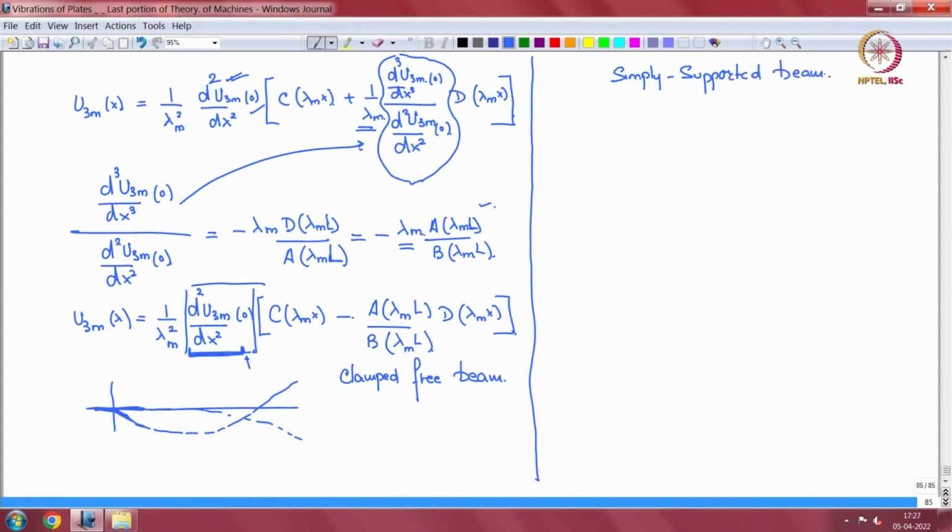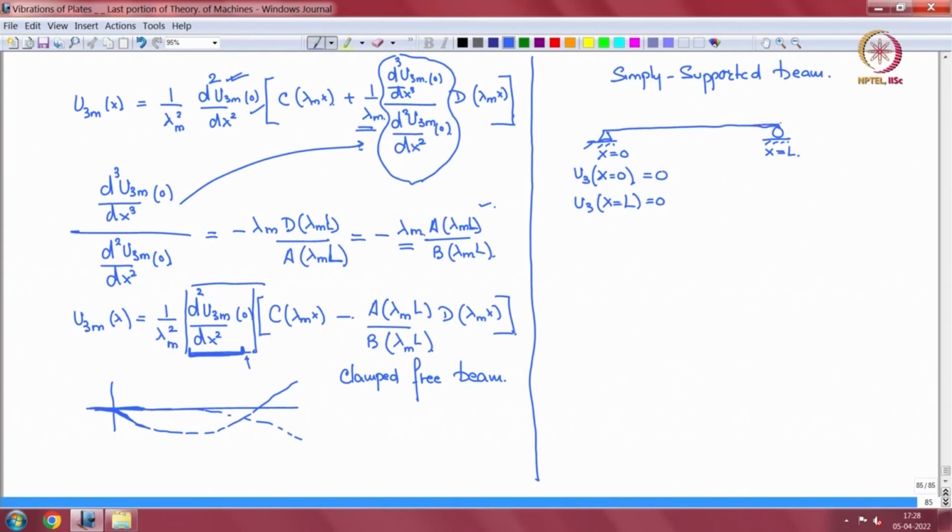Now, because we have done one system, I will not repeat the whole process. So what are simple support conditions? I have a simply supported beam. What are the conditions? The conditions are u3 at x equal to 0 is 0. So if this is x equal to 0 and x equal to L, then u3 at x equal to L is also equal to 0. So it is 0 displacement here also.